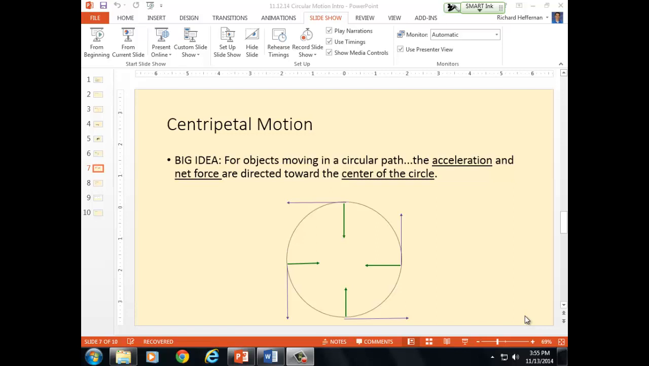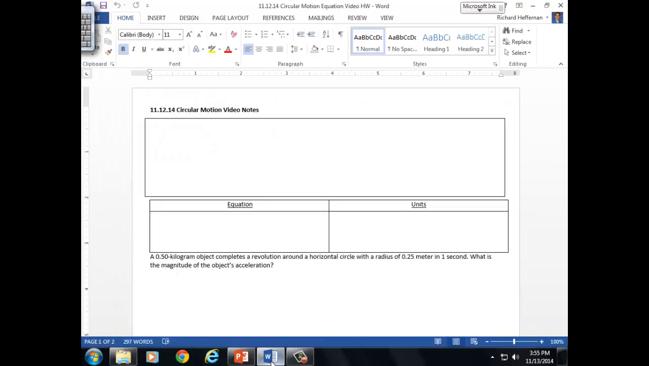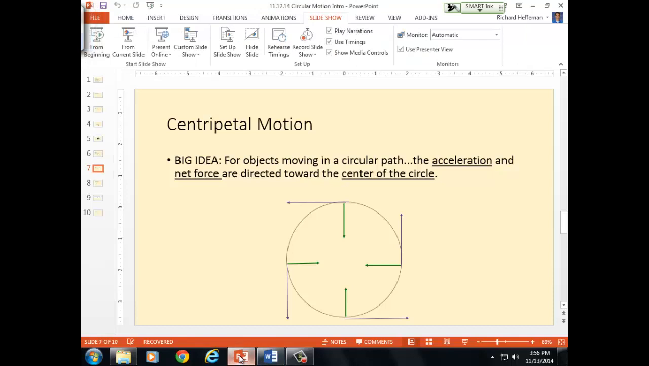Alright, so we're going to start looking at how to solve some problems involving centripetal motion. The notes that we're working off of are the circular motion video notes. Just to recap what we did in class last time, a major idea is that for objects moving in a circular path, both the acceleration and the net force are pointed towards the center of the circle.